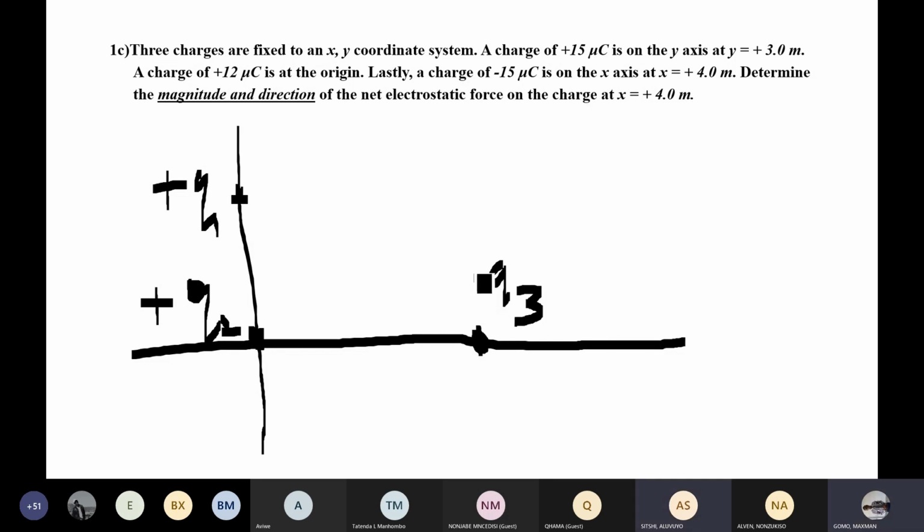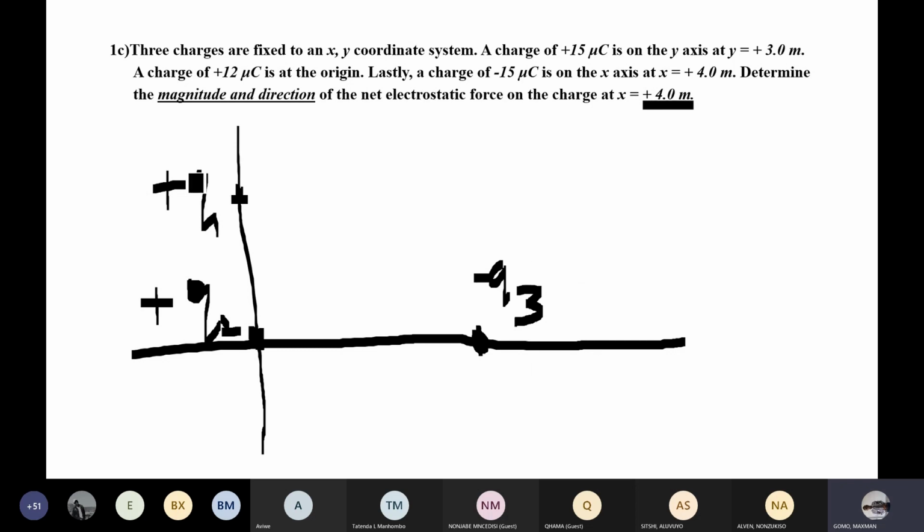Yes, it's negative. Good. So it's going to be negative like this. Now we are going to look for the effect of Q1 on Q3, because this is the particle in question. The question is saying, determine the magnitude and direction of the net electrostatic force at x equals 4. So that means at particle number 3.